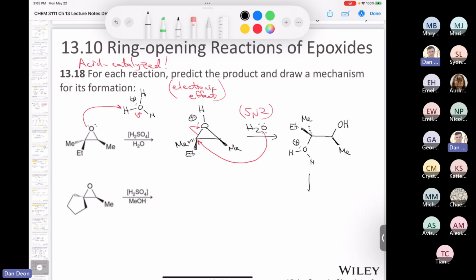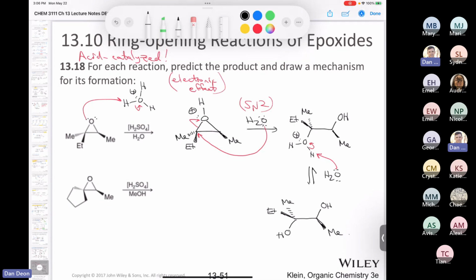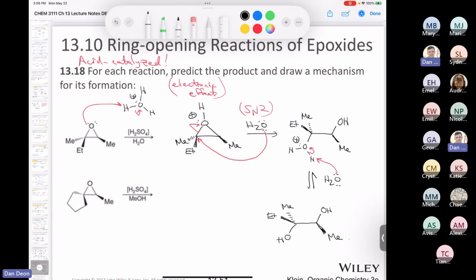So for the very last step, what's going to happen is a water molecule is going to come along and it's going to take this proton and you're going to end up with a diol. So you end up with, where's my pen? You end up with something that looks like this. So you have the methyl group here, ethyl group here, alcohol here, the other alcohol here, and this methyl group is going to be coming out just like that. And there you have it, man. So we covered acid catalyzed ring opening, and we covered nucleophilic ring opening where there's no acid catalyst.